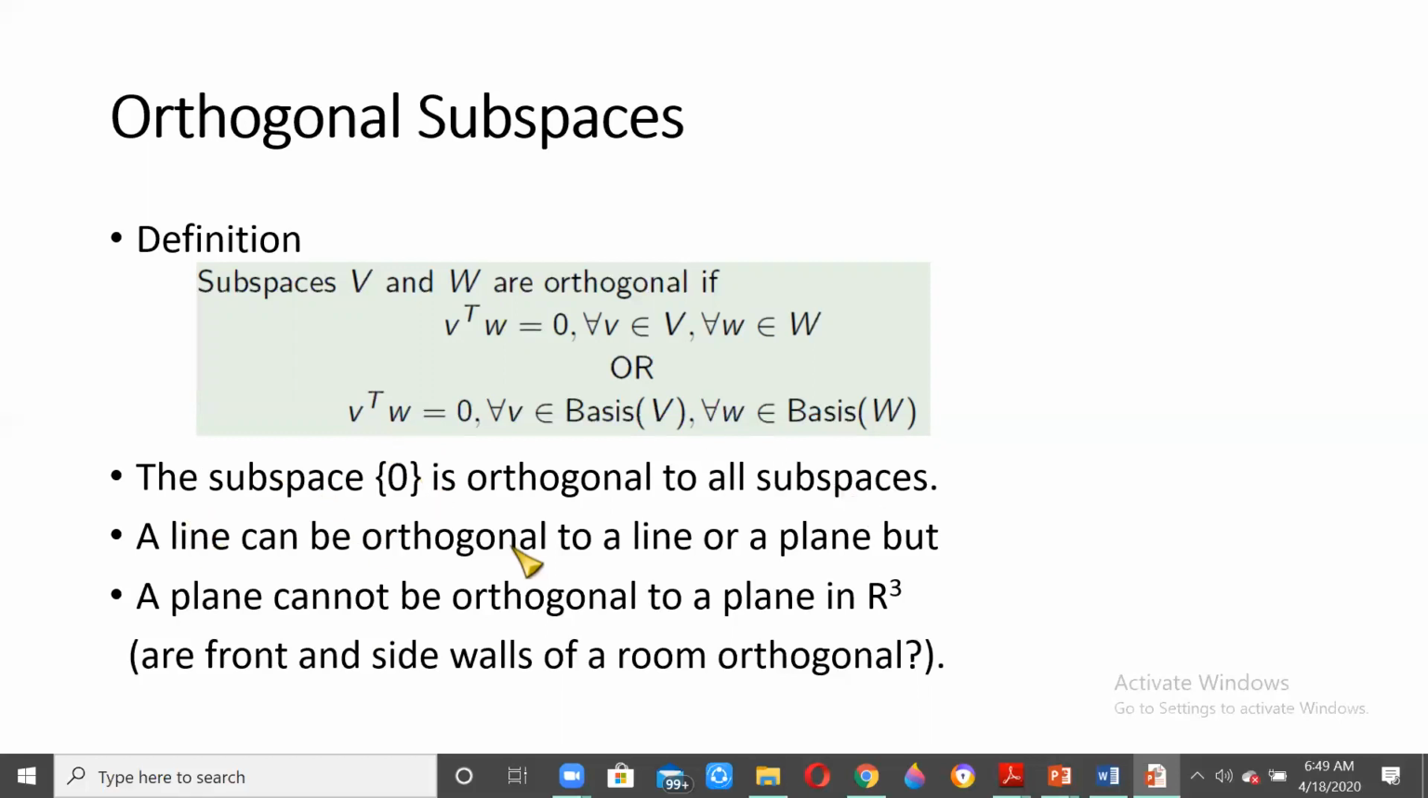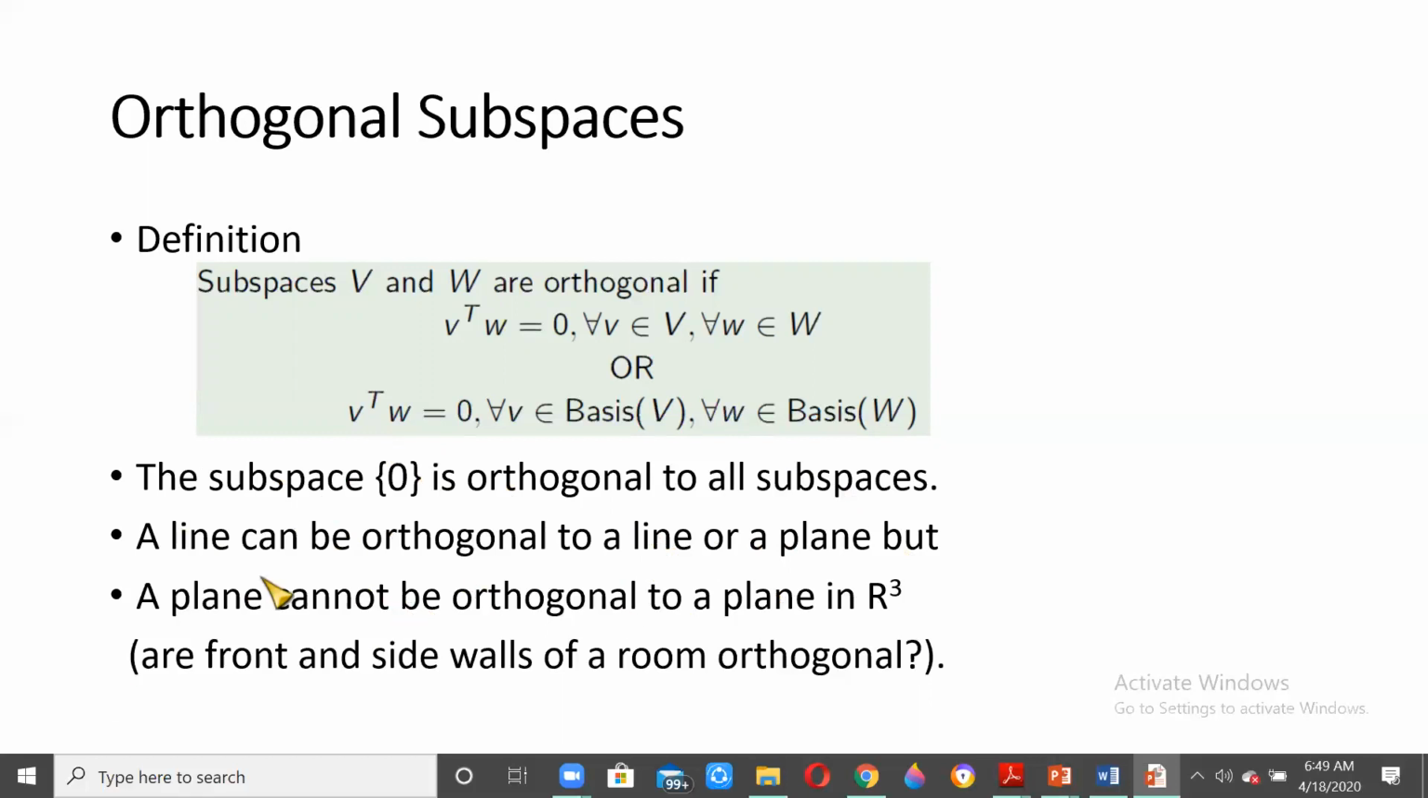A line can be orthogonal to a line or a plane. It is always possible that a line can be orthogonal to a line or a plane in R-cube space, but a plane cannot be orthogonal to a plane in R-cube space.